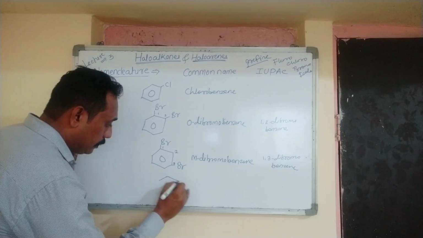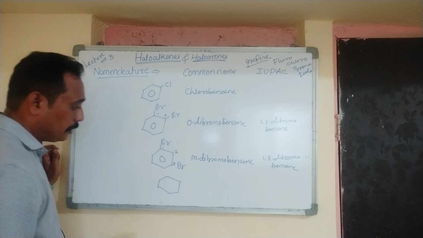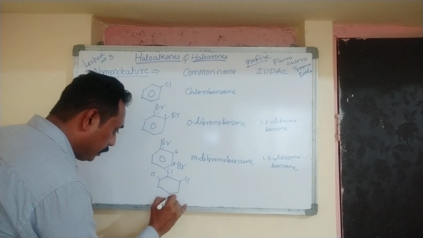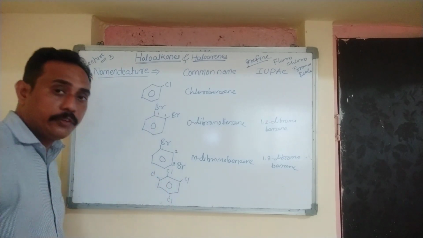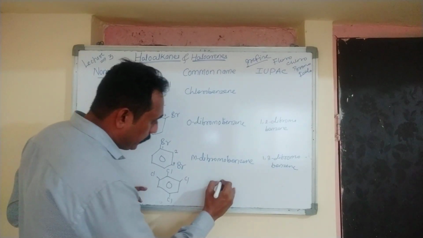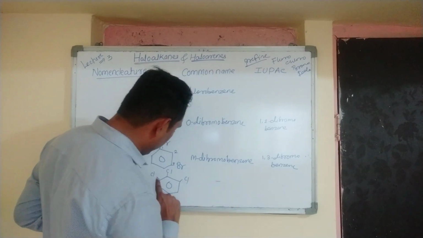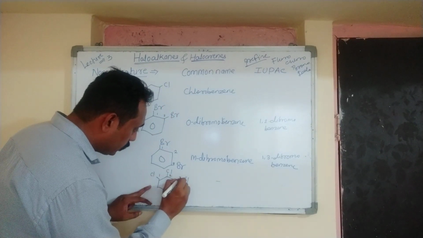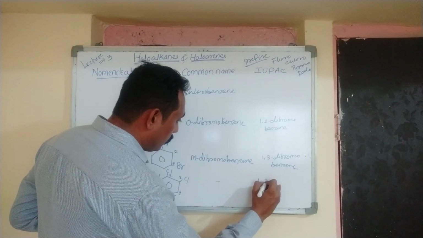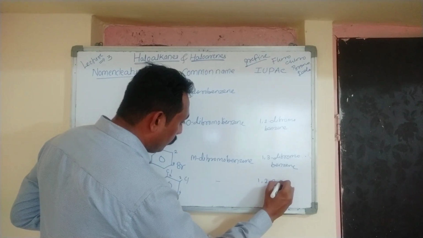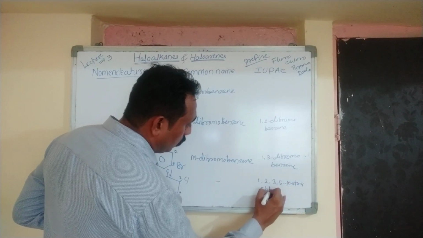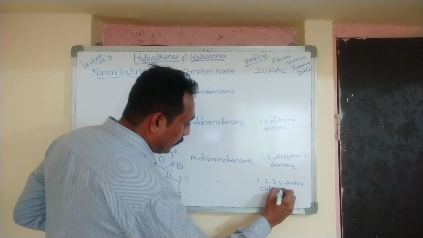Now the next example, suppose 4 chlorines are present on the benzene ring at different positions. So how can we name it? Here the common name will be a little complicated. So with IUPAC we will name it, writing positions 1, 2, 3, 4, 5 and 6. So we have to name it as 1,2,3,5-tetrachlorobenzene.